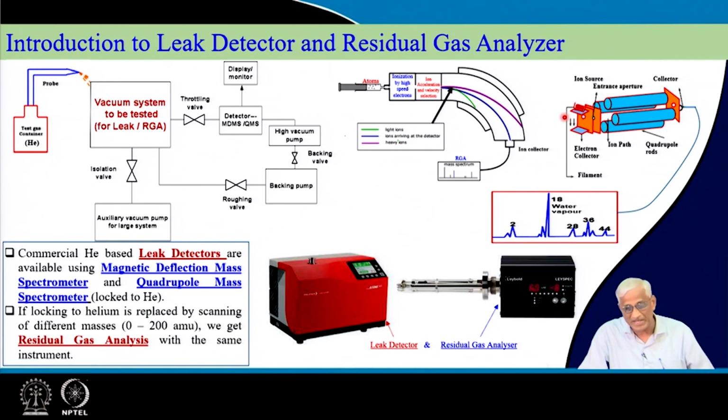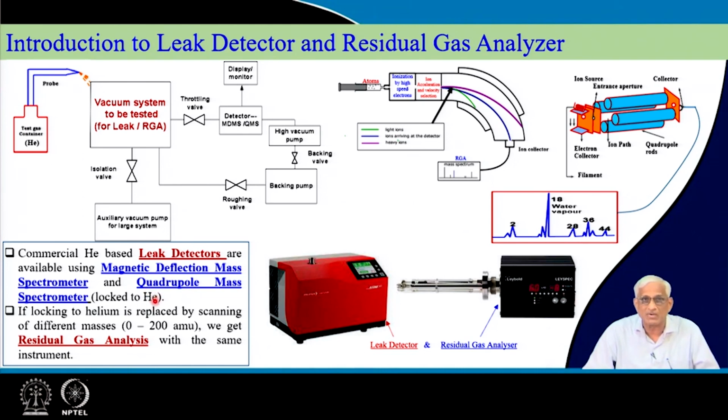This also will be in leak detector mode. If you do not tune it, by scanning these voltages, you can tune it to various gases at various timings. If you do that, you will get a scanned output like this, which is the residual gas spectrum. If you do not tune these voltages, or respective parameters, then both of them can be used as leak detectors. So, commercial helium based leak detectors are available in magnetic deflection mass spectrometer and quadrupole mass spectrometer.